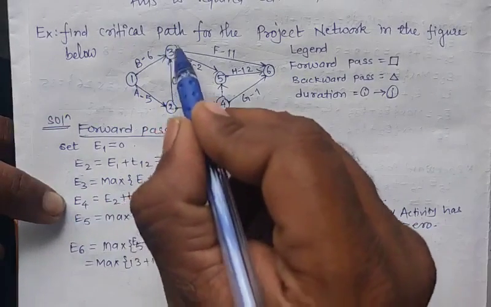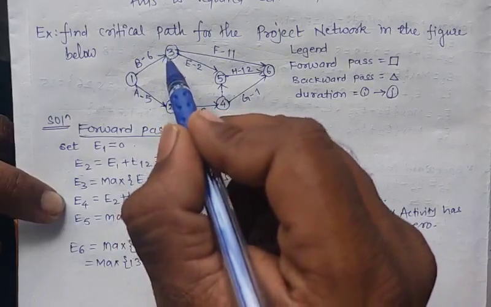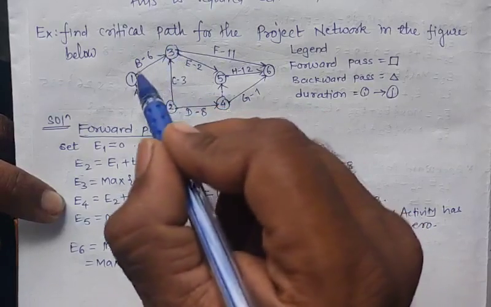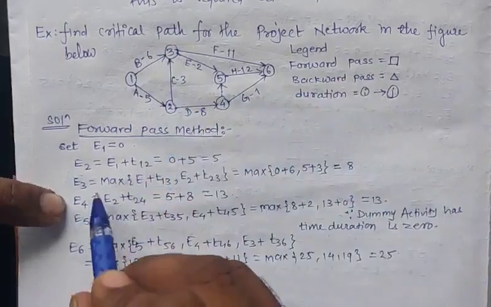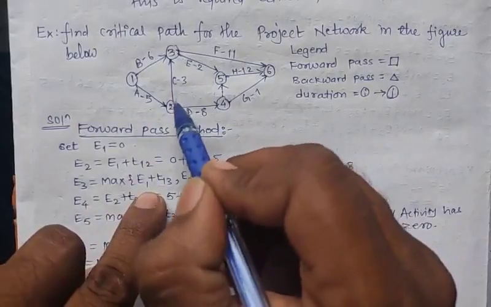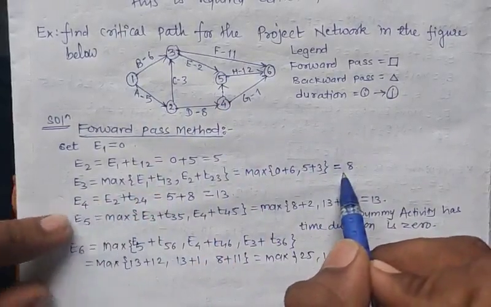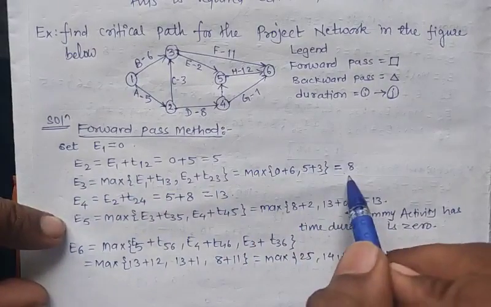Now for E3. E3 has two incoming arrows, right? So E3 will be the maximum between these two. E3 will be the maximum of E1 plus T13 and E2 plus T23. So substituting, the maximum among those is 8.